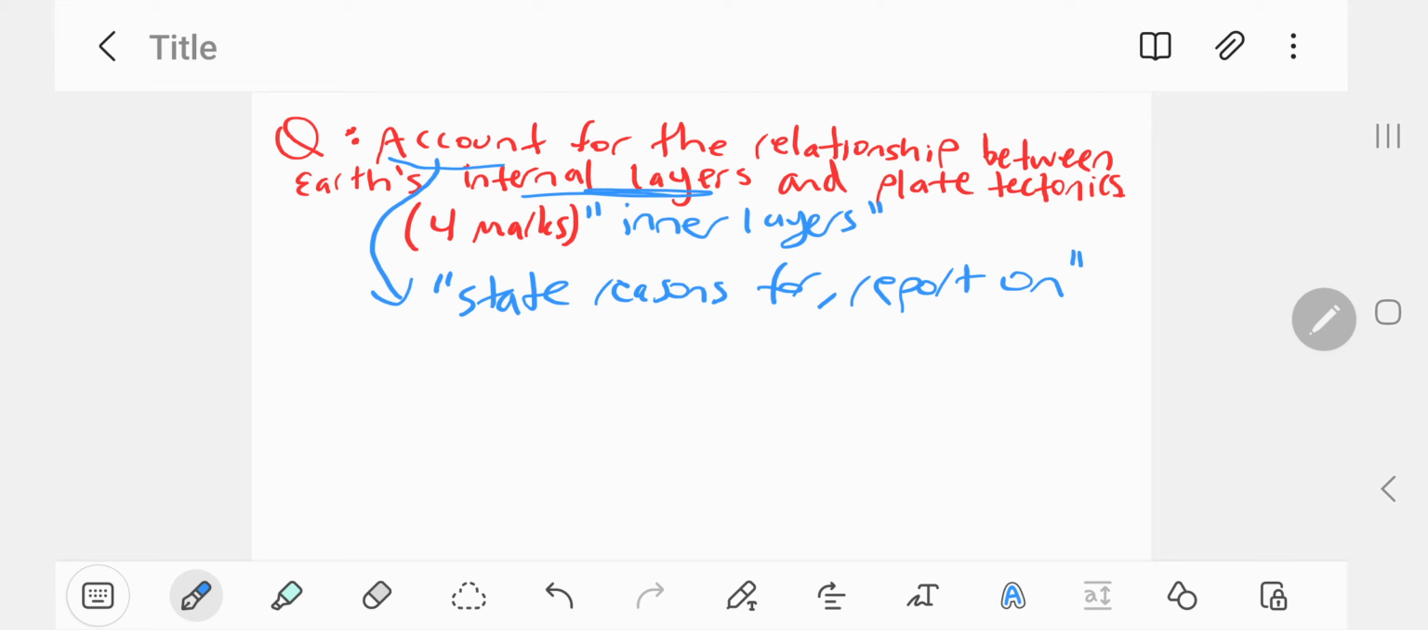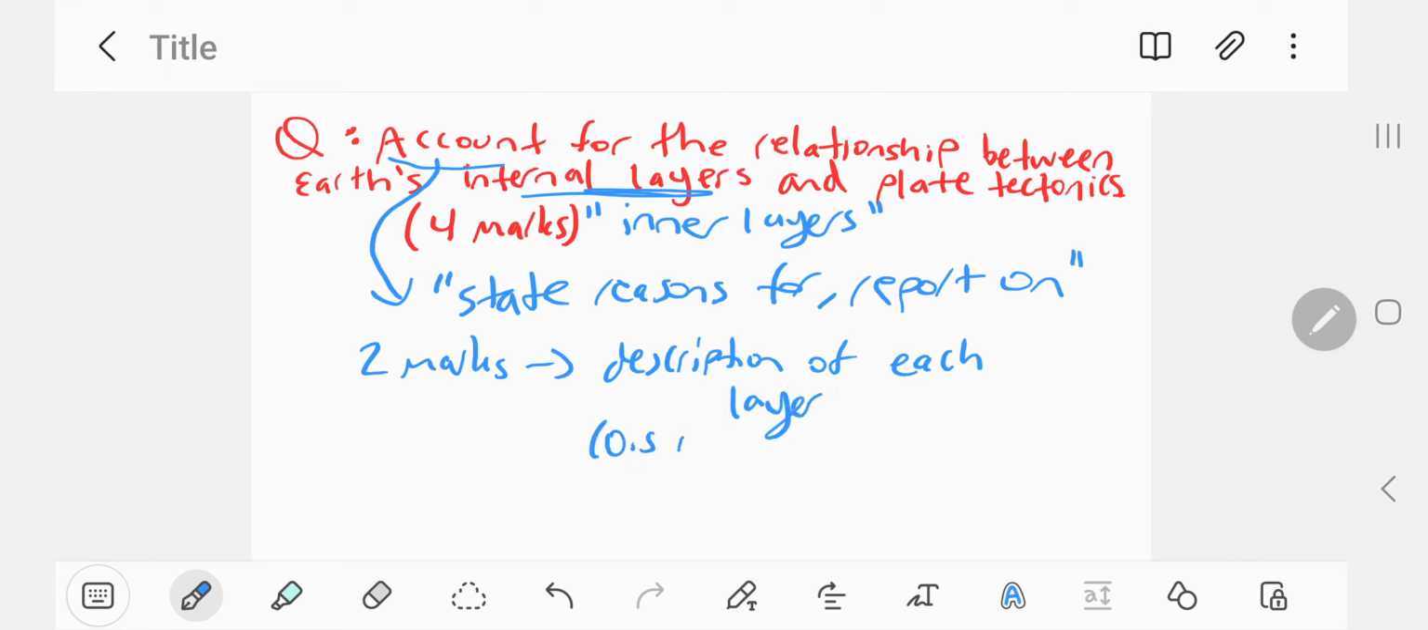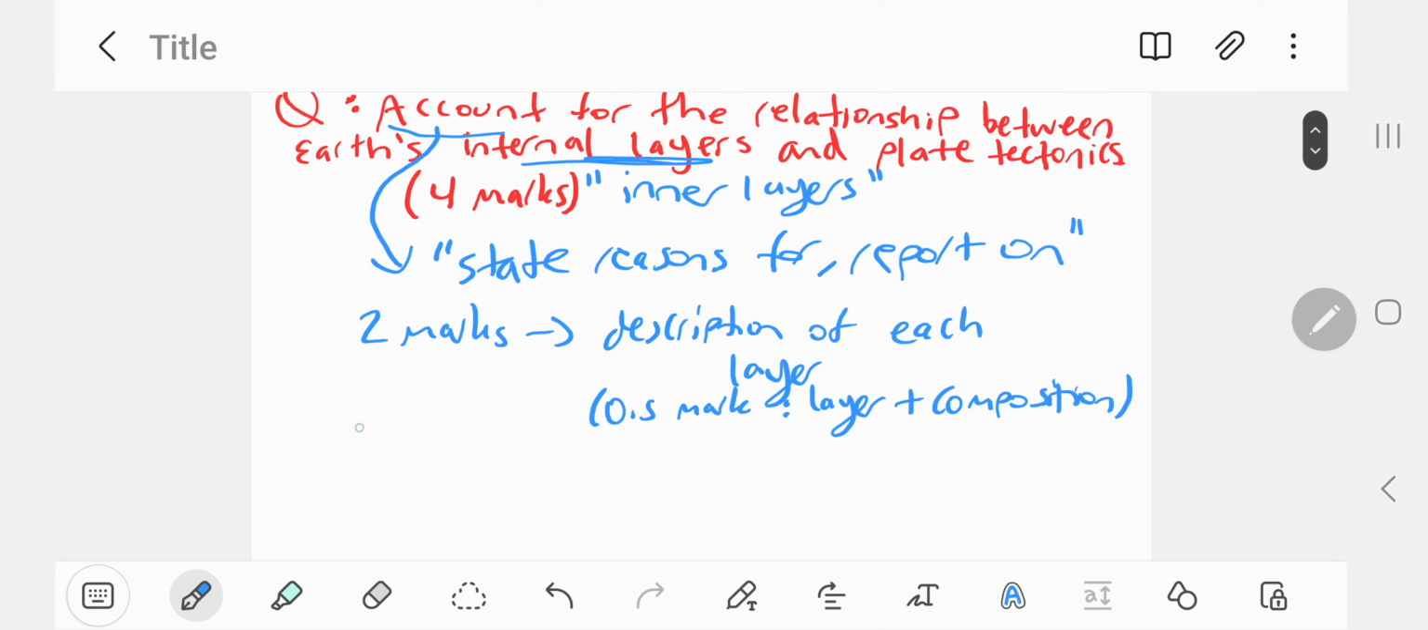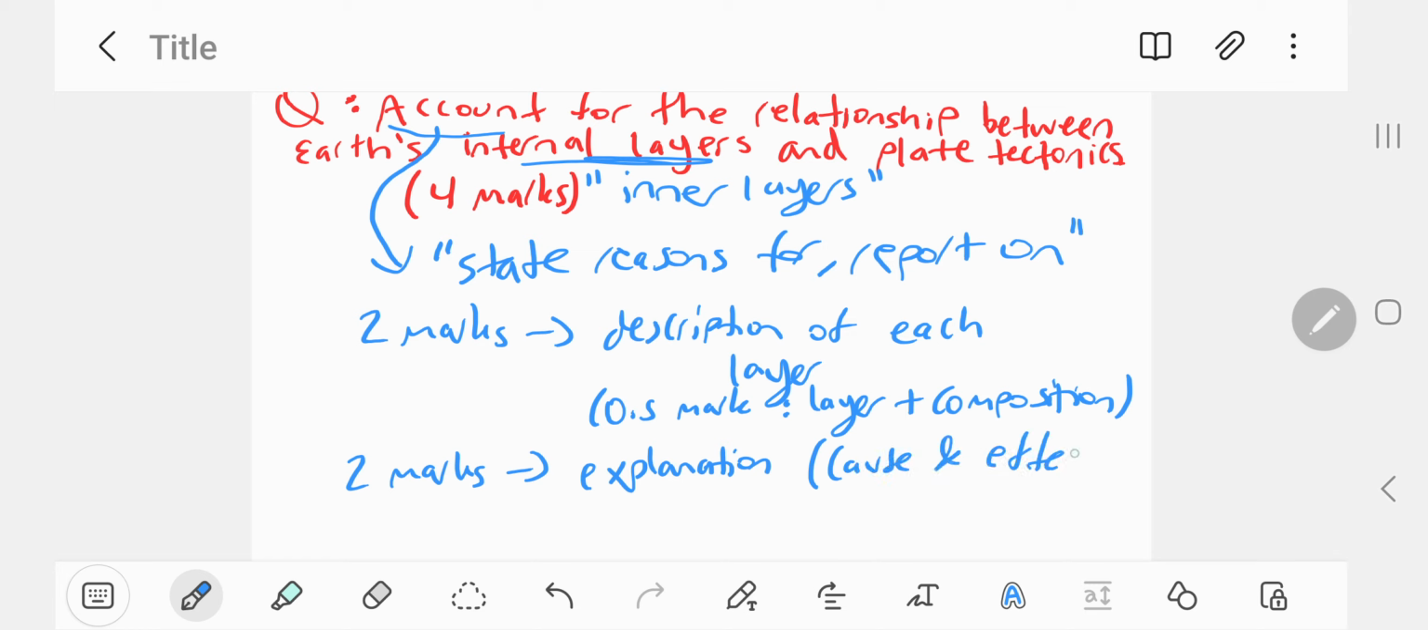In my head, I would think 2 marks would go to the description of each layer. I would go 0.5 mark for the layer and its composition. In other words, what it's made of. So that's where 2 out of the 4 marks would go. And the remaining 2 marks would go towards the explanation involving cause and effect. So 1 mark for the cause, 1 mark for the effect.